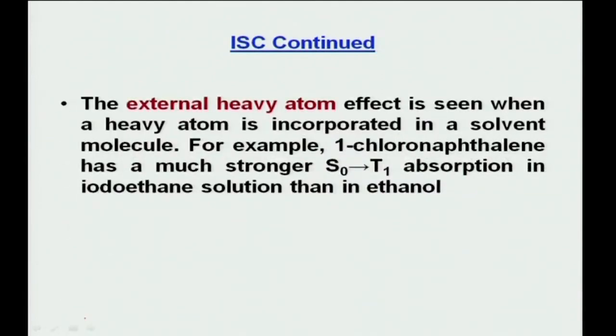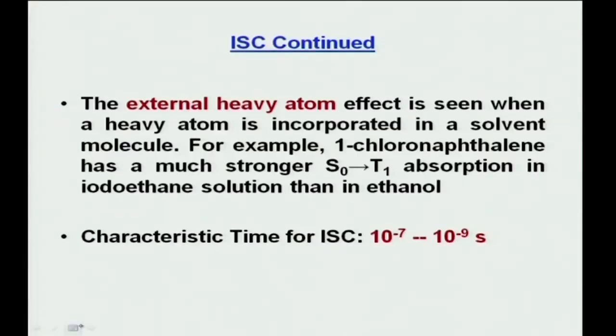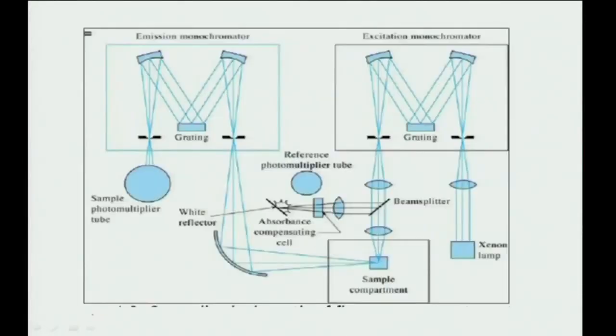So, the external heavy atom effect is seen when a heavy atom is incorporated in a solvent molecule. That means, if you take 1-chloronaphthalene, it has a much stronger S0 to T1 absorption in iodoethane as compared to ethanol, because in iodoethane you have that iodine moiety. This is external because it is not part of the molecule, but it is a part of the medium, which is the solvent. That is why it is external, right. So, this is the characteristic time scale for intersystem crossing.